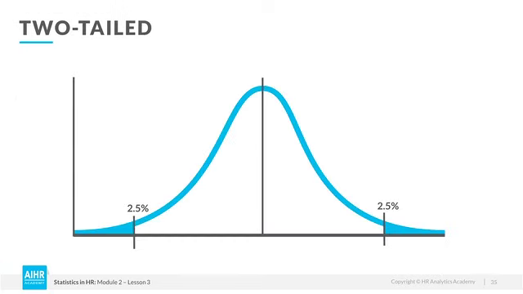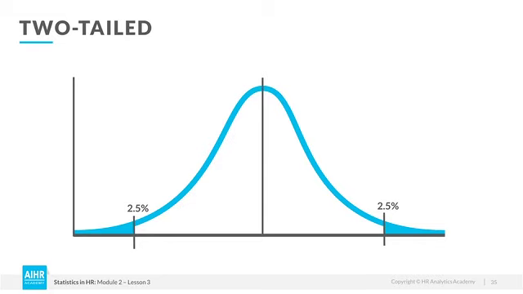If you're using a significance level of 0.05, a two-tailed test allots half of your alpha to test the statistical significance in one direction, and half of your alpha to testing statistical significance in the other direction. This means that 0.025 is in each tail of the distribution of your test statistic.